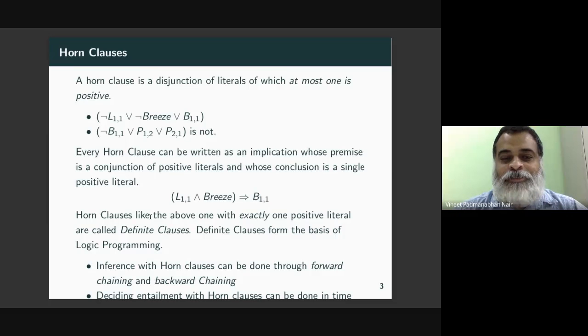So horn clauses like the above one, the first one, with exactly one positive literal are called definite clauses. And definite clauses form the basis of logic programming, or the Prolog programming it is called, which you will be seeing in your lab classes.